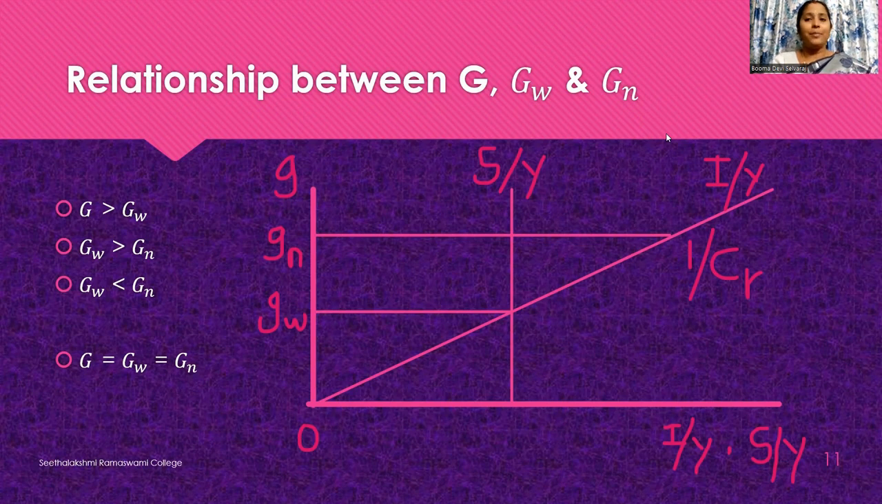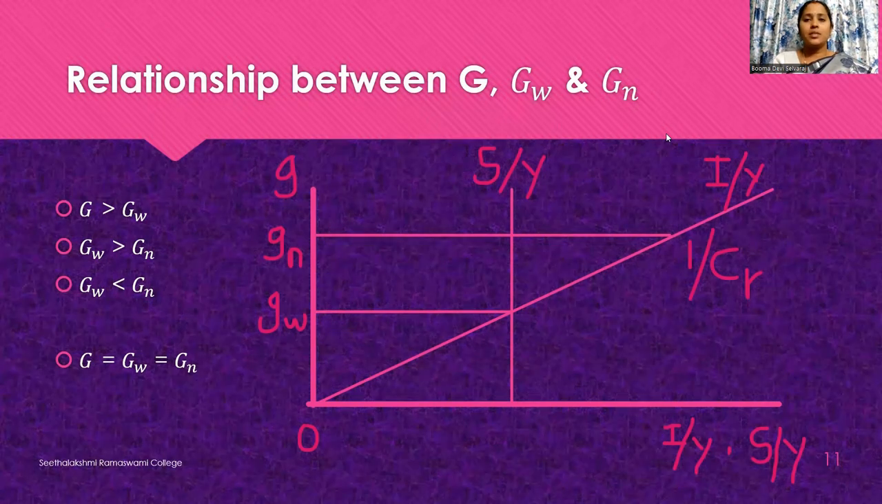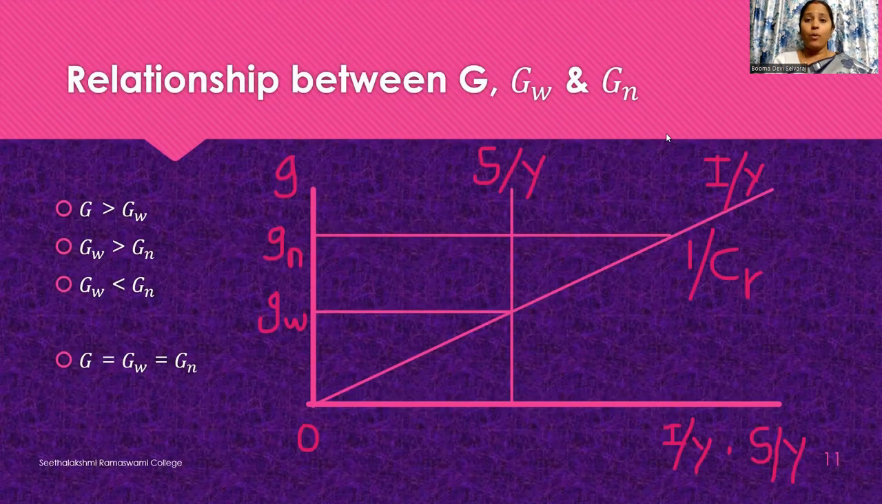So if the propensity to save out of profits is higher than the propensity to save out of wages, changes in the distribution of income will lower the overall savings ratio and reduce the GW towards GN. If GW is lesser than GN and there is a tendency towards demand inflation, the share of profit in national income would tend to rise, increasing the overall savings ratio and raising GW towards GN.